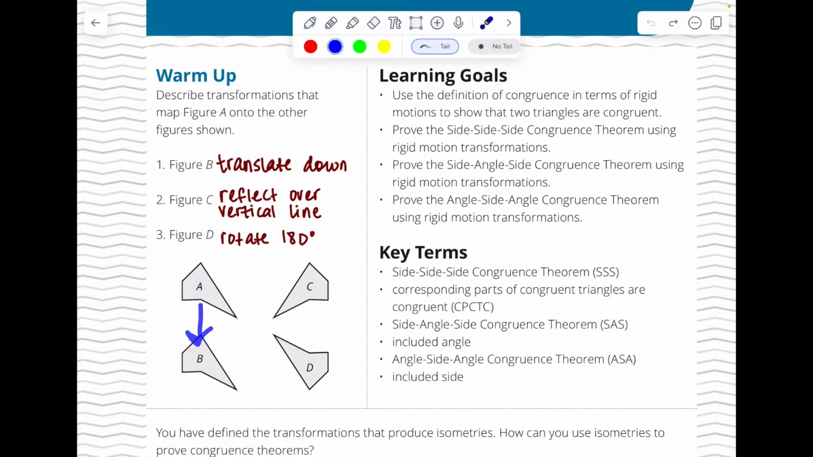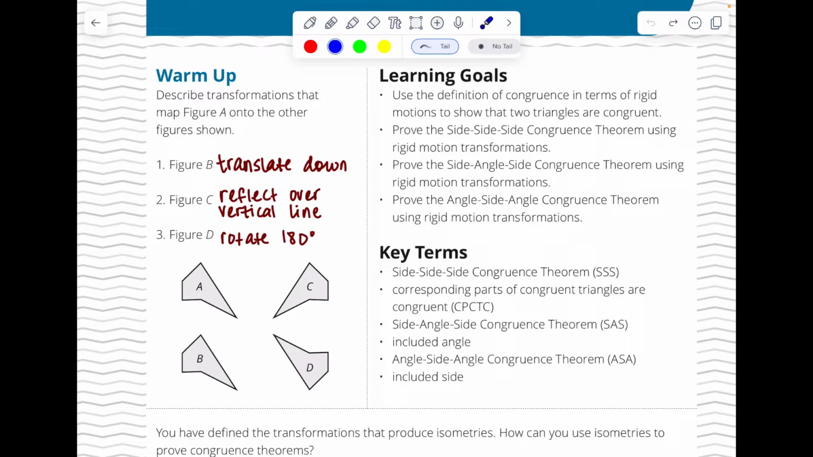So to get from A to B, we see it's a translation down, and then to get from A to C, it flips or reflects over this vertical line, and then to get from figure A to figure D, it's a rotation 180 degrees.